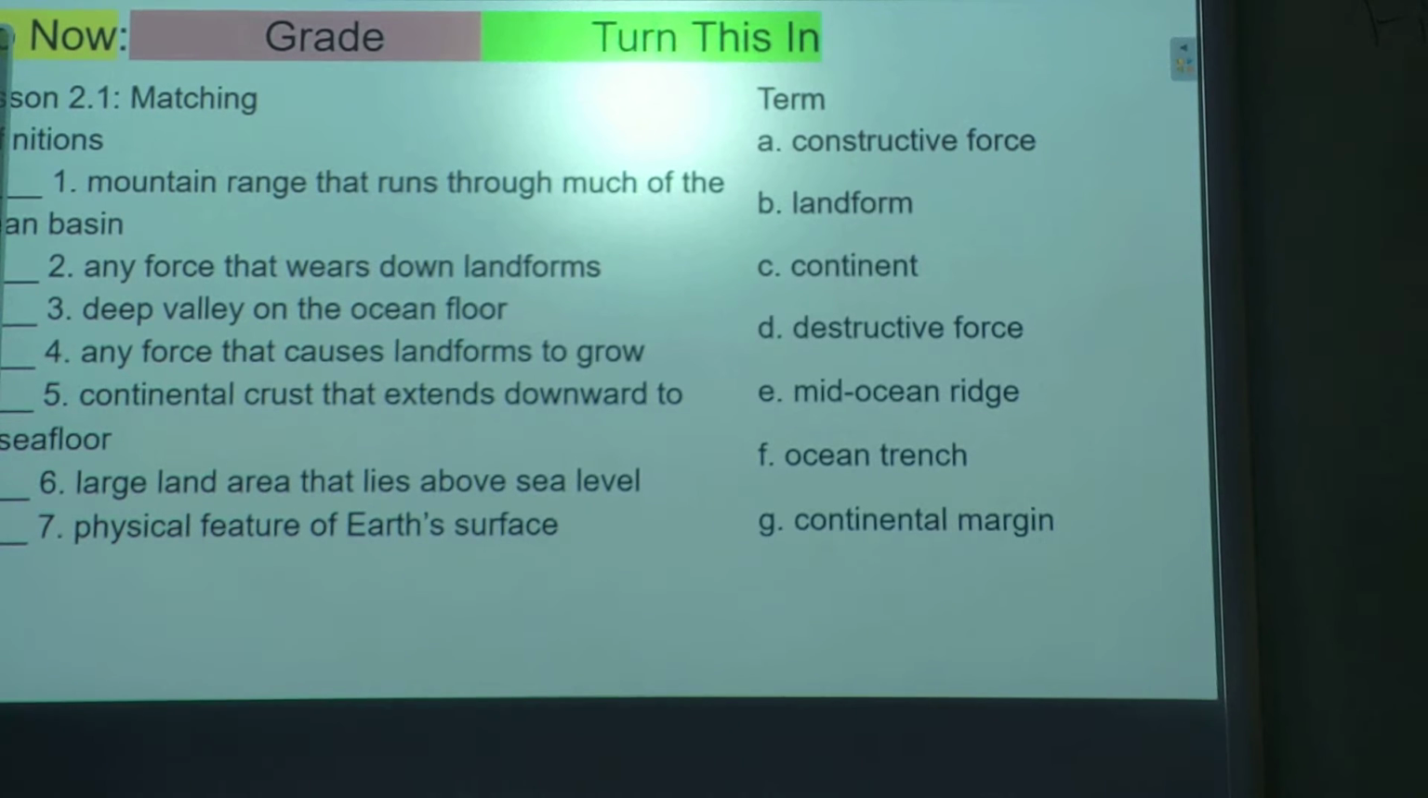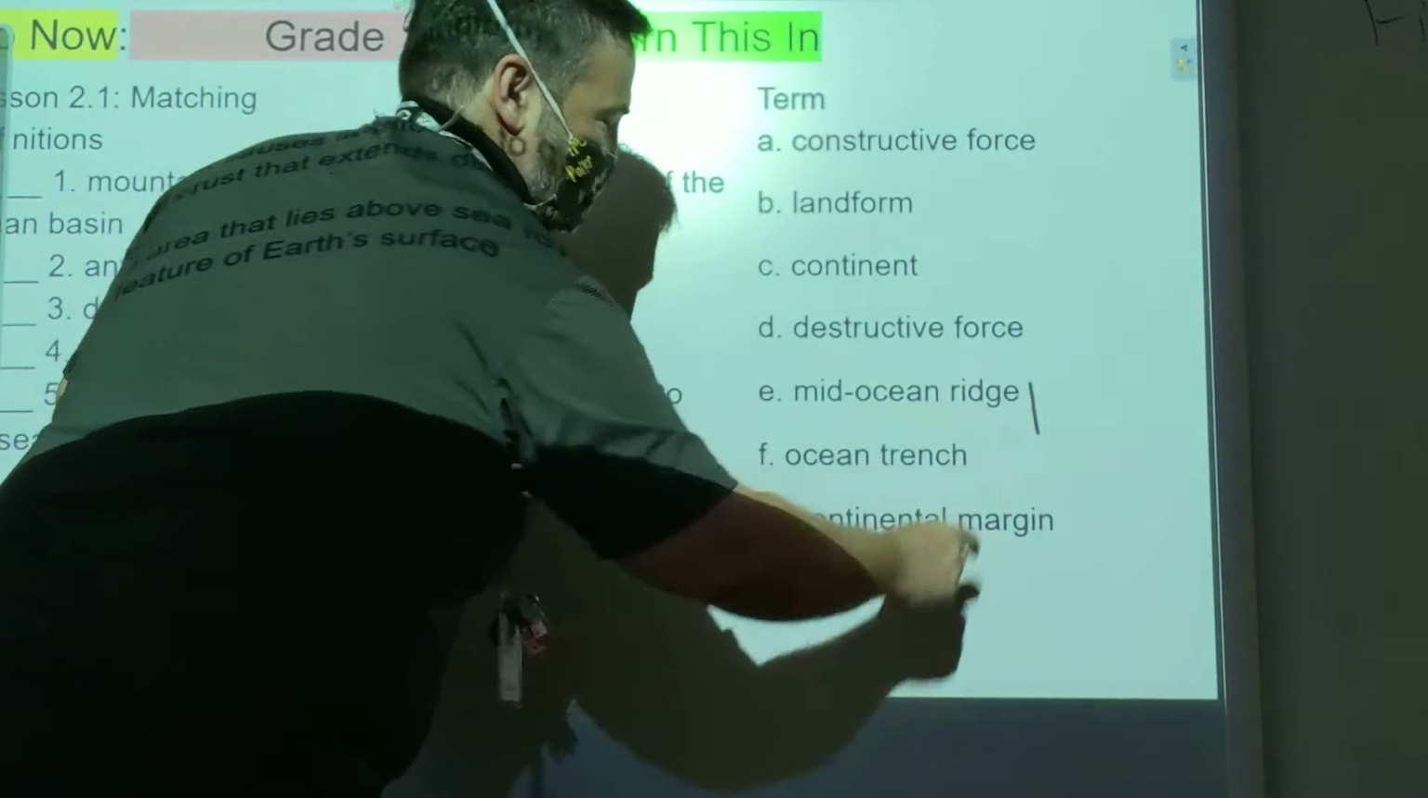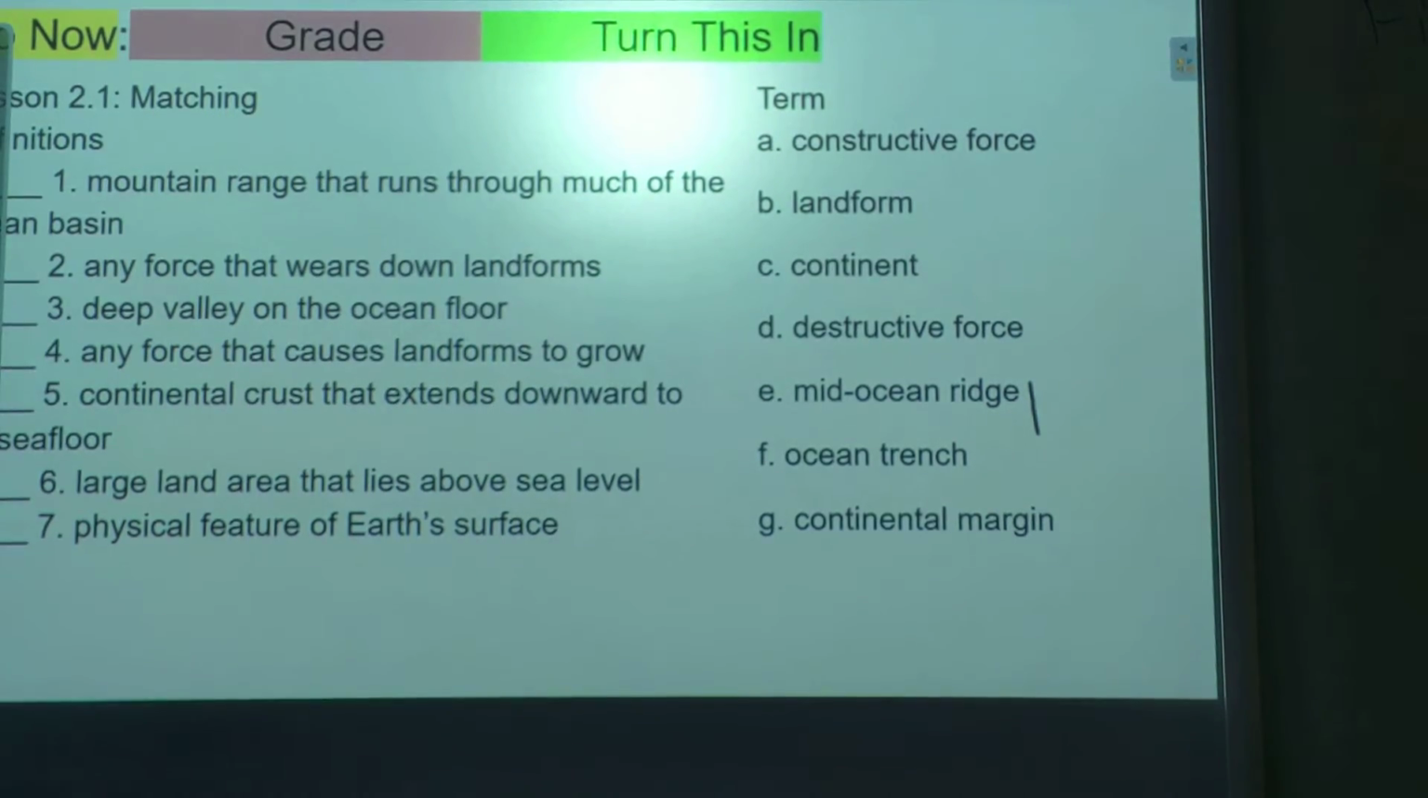Alright, so mountain range that runs through much of the ocean basin, what would that be? Yes, sir. No, I was gonna ask if I could use the ocean. Okay, do you know the answer? For number one, mountain range that runs through much of the ocean basin. Mid-ocean, right? Very good. So that would be one. Alright, go ahead and sign out and hurry back.